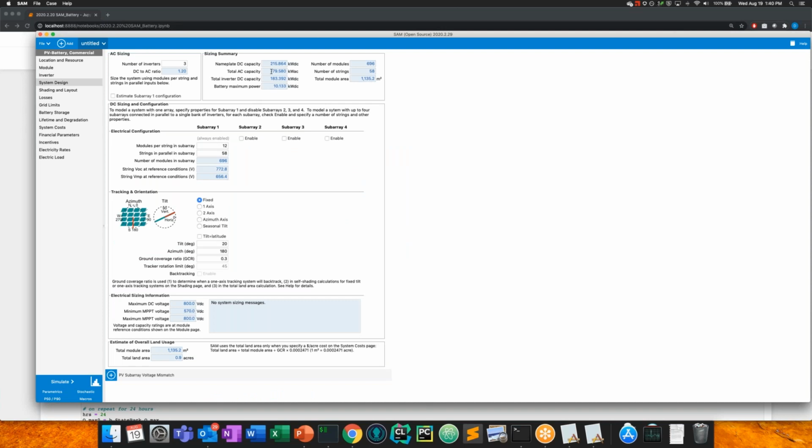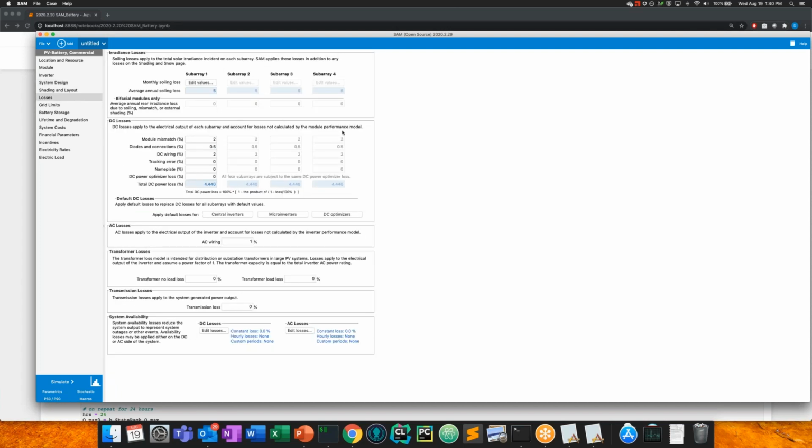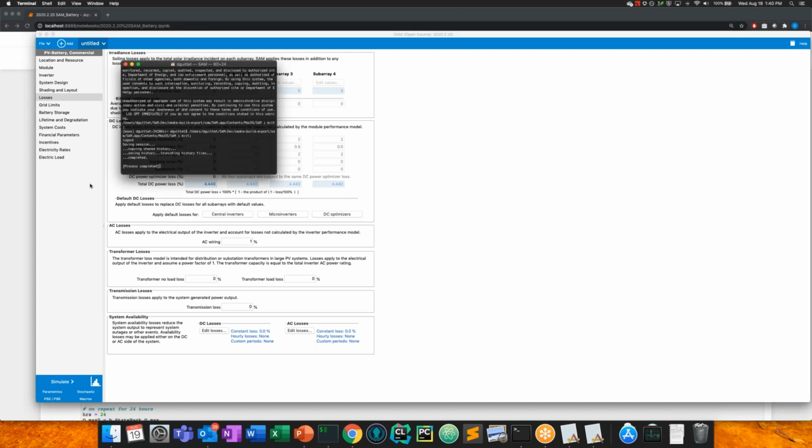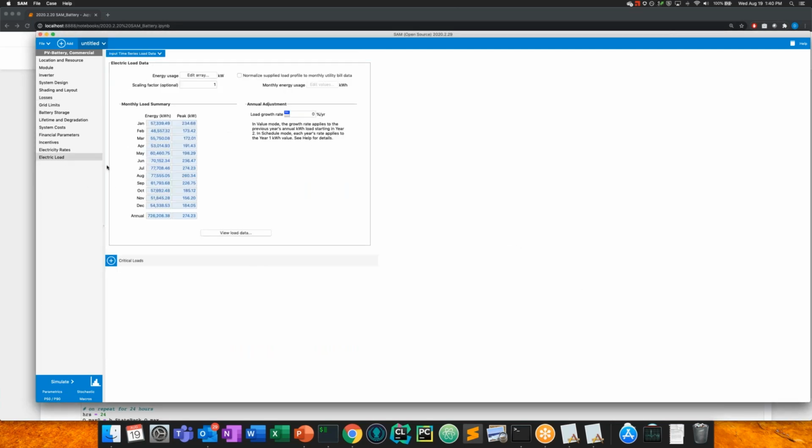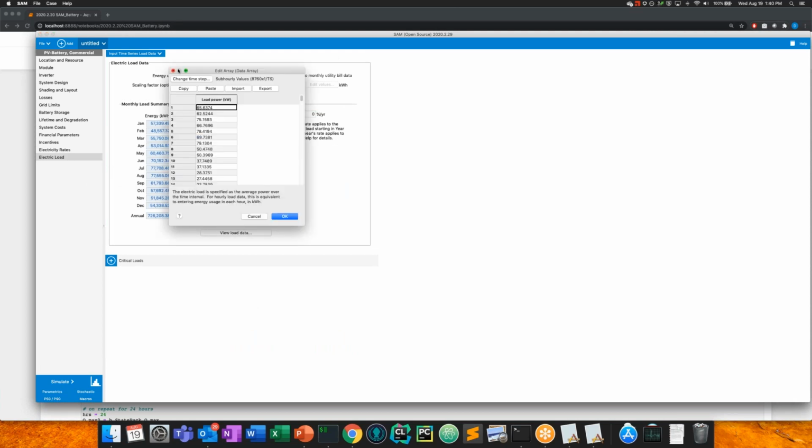We will pass the DC to AC ratio, as well as the total AC capacity to REopt, as well as some of the system parameters, such as the tracking mode and the tilt and the azimuth and GCR. Also, the losses from the losses page will also be inputs to the REopt optimal sizing. So next we will need to do the load. So the load can be input using this widget here.